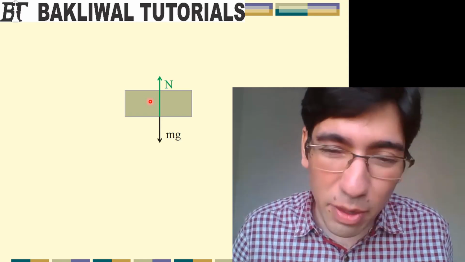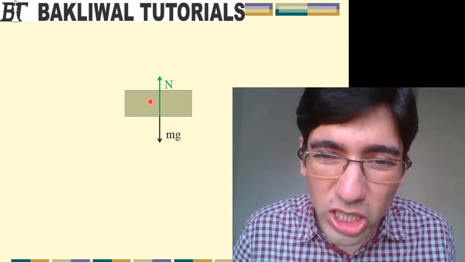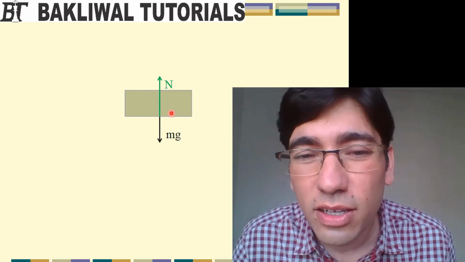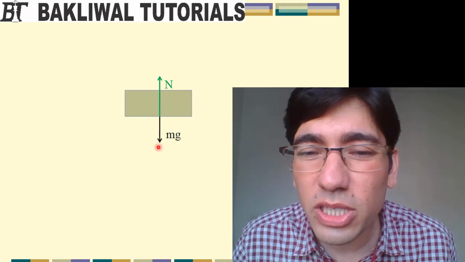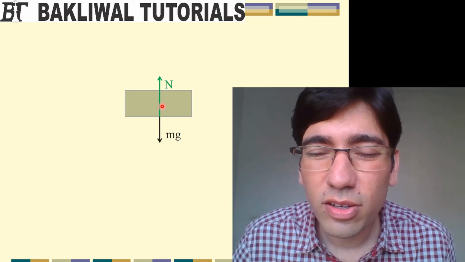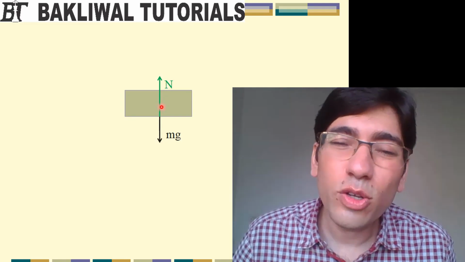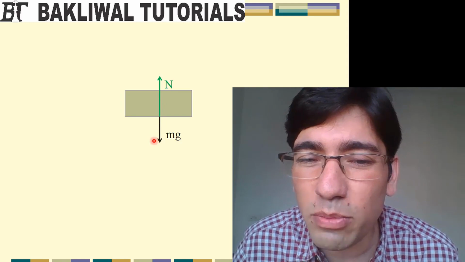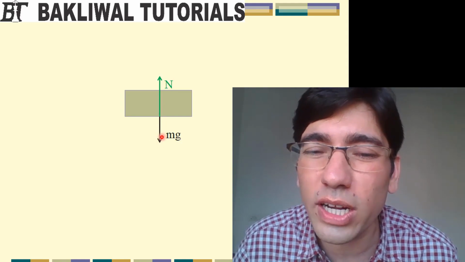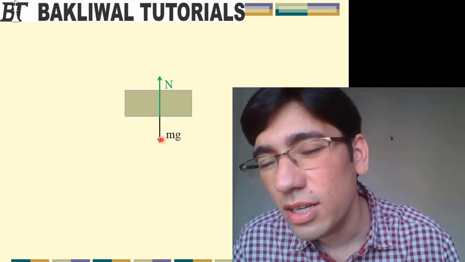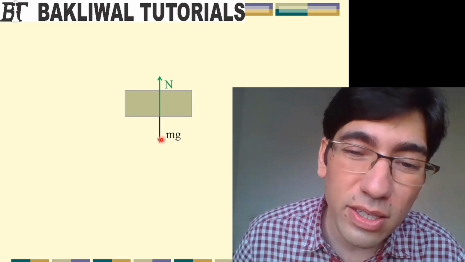So we have a comment that this mg does not act on the block. It acts on the table. Okay. The mg does not act on the block, it acts on the table. You know, this is a very popular misconception. Since this mg force is shown in the downward direction, it must be acting on the table and not the block. So that's a very popular myth.